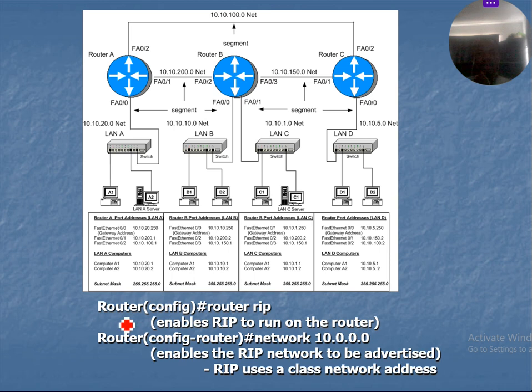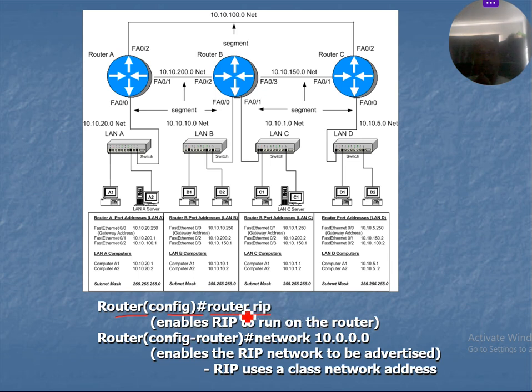Then we go to the global configuration mode, and we begin to enter our commands in the command line interface by typing router config # router rip, meaning you are enabling the Routing Information Protocol. You enable this protocol so that this router can forward data packets using it.